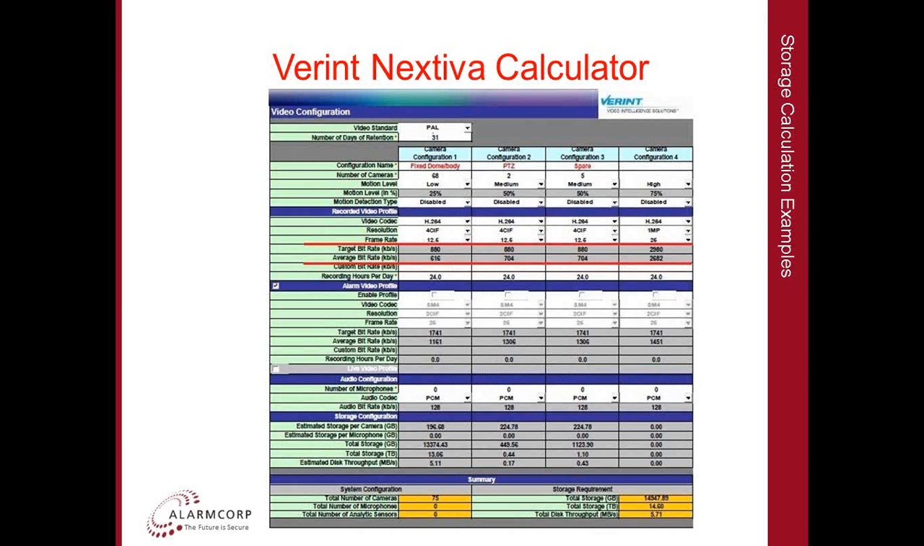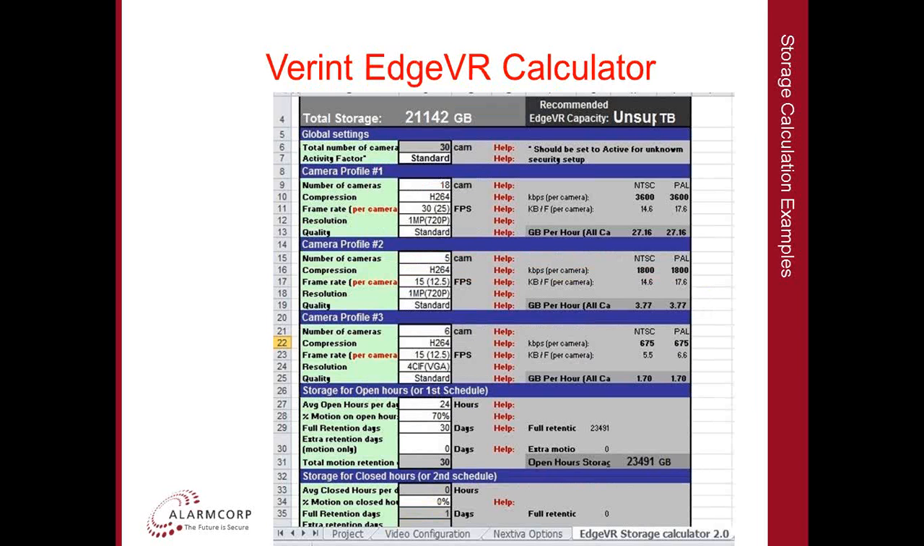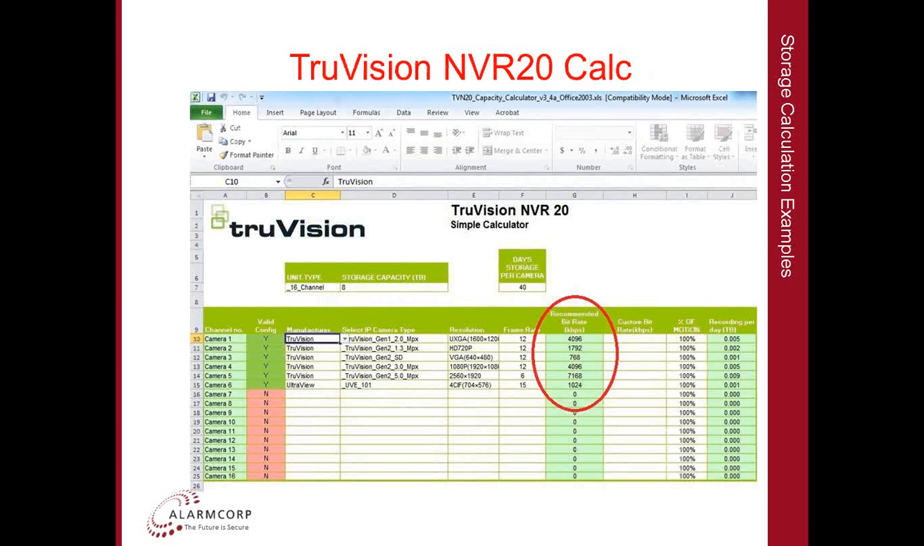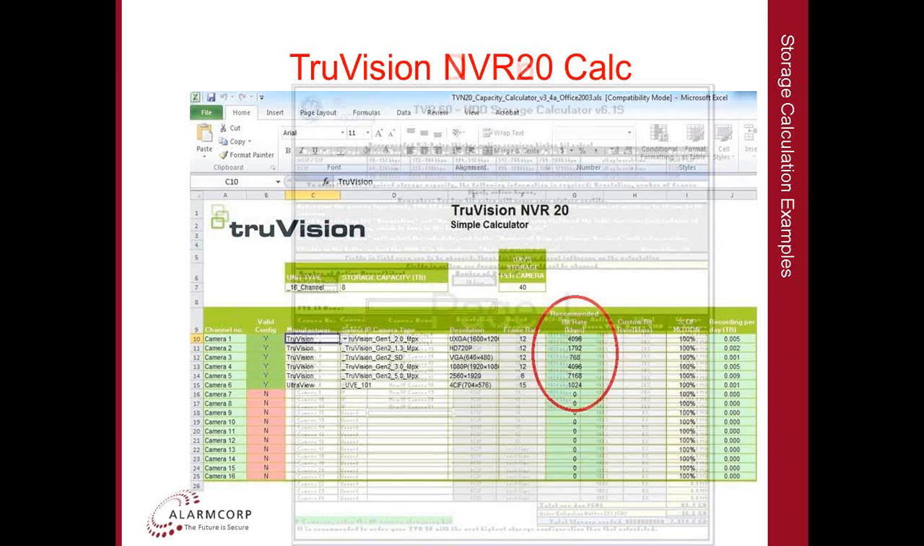Next, we have a Verint Edge, which is for the Verint Edge Hybrid DVR. Again, similar figures. We have a storage calc for a TruVision NVR 20, and in this case we see that we have an 8 terabyte unit with the specified cameras. We will get approximately 40 days of storage. And finally, we've got a TruVision TVR 60 calculator.